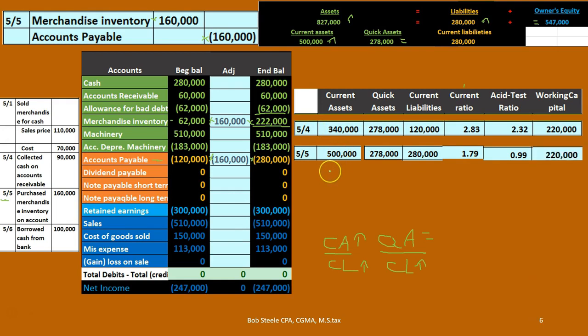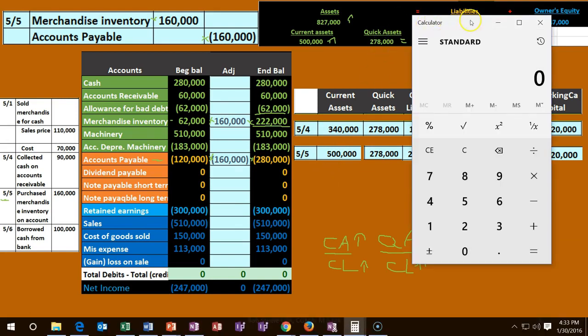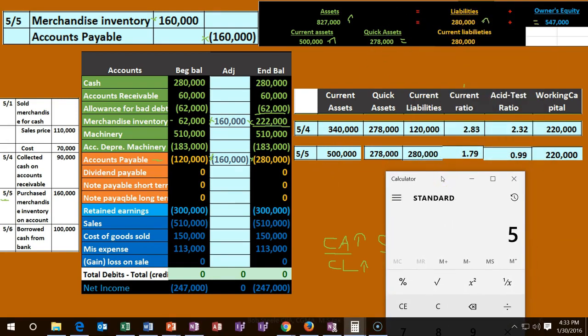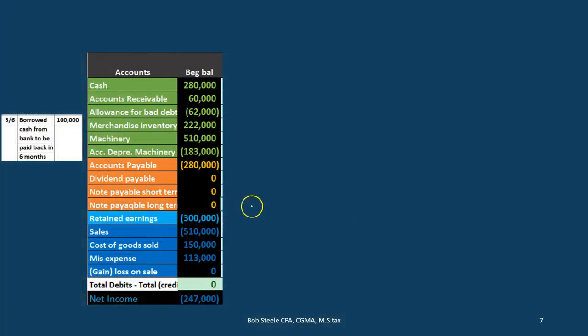There's going to be no change to the working capital, because now we have the 500,000 less the current liabilities of the 280,000, and we remained at the 220. All right, let's take a look at the next one.